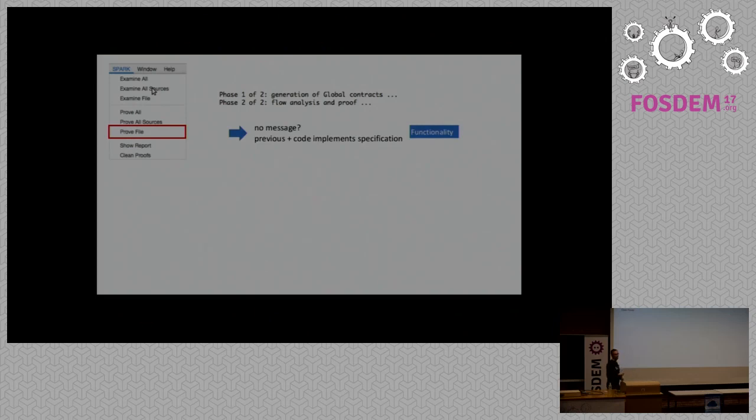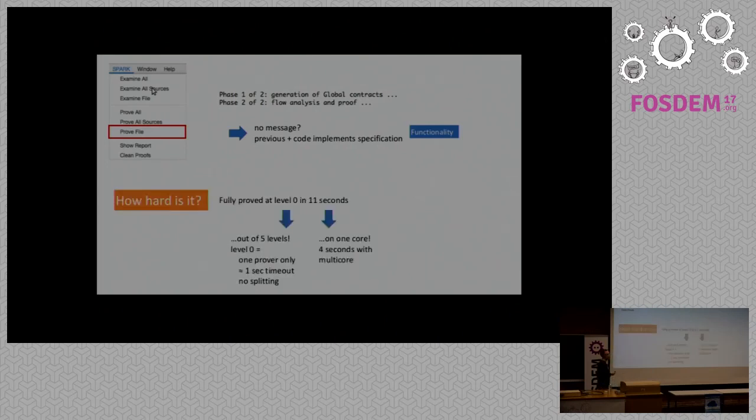How hard was it? Because these kinds of tools can sometimes run for hours and eat gigabytes of memory, that can be a concern. Here, due to the modular way that analysis is performed, function by function, it's fully proved at what we call level zero out of four levels. The detail is that only one automatic prover is called. We leave it very little time for each individual proof, 1 second, and we don't split the work. So each time we give it one full thing to prove. And it's proved in 11 seconds on one core, and it goes down to 4 seconds on multi-core. Of course, on such a small example, that doesn't really matter. But on big examples, this is fully bulk automation, bulk parallelism, for proving things independently.